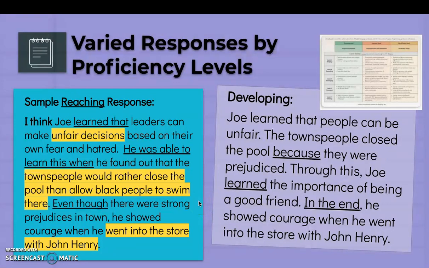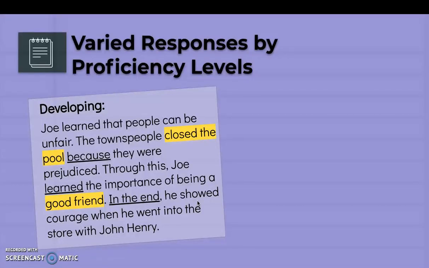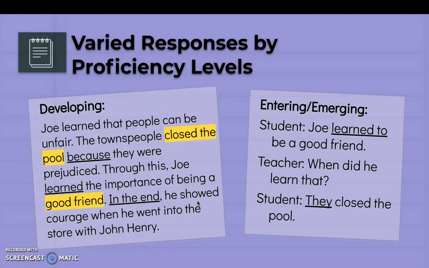Now take a moment and think through how you might differentiate for a level 1-2. Remember, we're going to want to use simple sentences and or phrases. Here's an idea of what this might look like. The student might be able to give you a simple sentence, like Joe learned to be a good friend. However, this in itself is not enough because they did not give the text evidence to back this up.